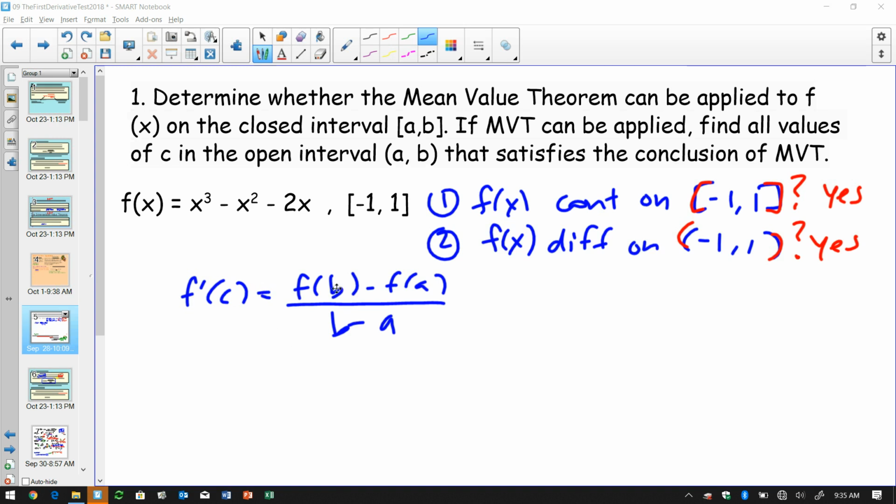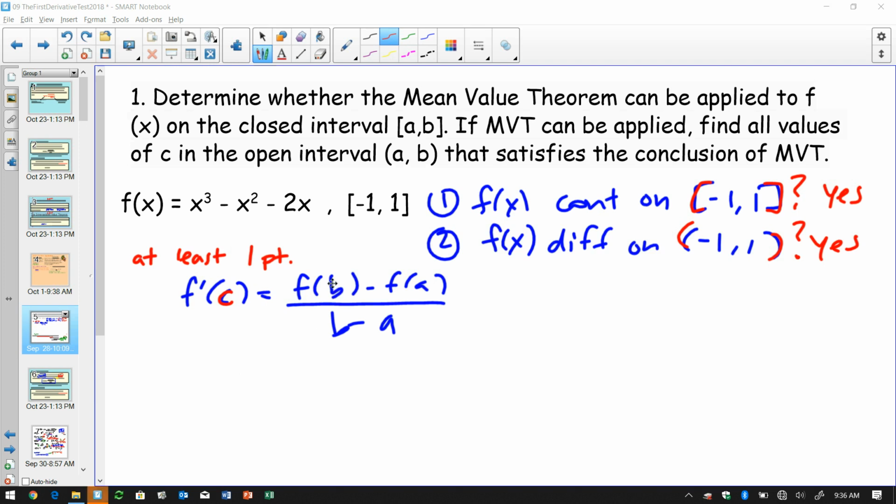So how do I plug into the conclusion? Make sure you understand, though, MVT says there is at least one point where this is true. It's not always true. It's only true at one or a few more points, okay, but not at all the points unless you have a straight line. You guys can think about that for a while. But this is true at what point? Well, let me figure out what point. Well, I'm trying to solve for C, okay.